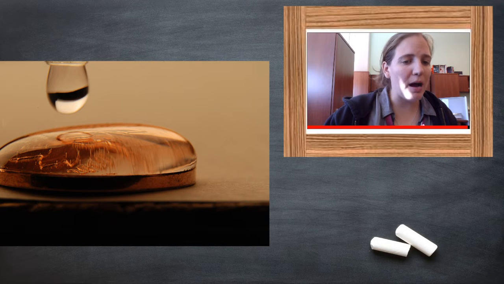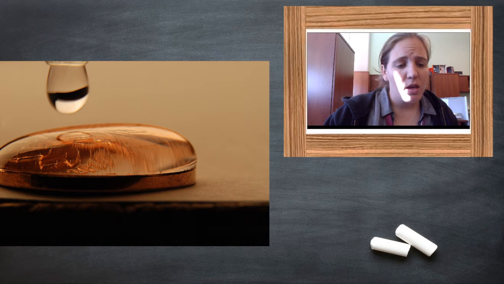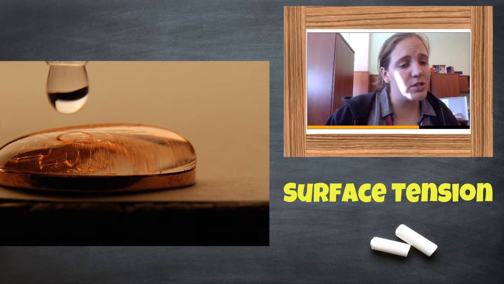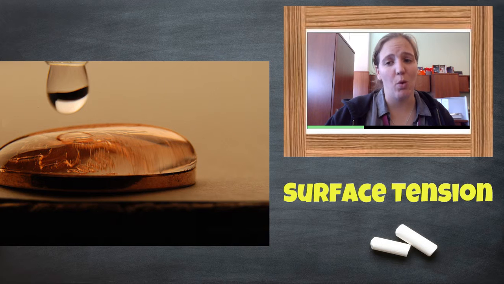You probably got a shape similar to this. The question is, how does this happen, and why does this happen? This is demonstrating one of those properties of water called surface tension. Surface tension is one of the reasons that water is key to life. We can see surface tension in places outside of our lab, outside of dropping water on a penny.